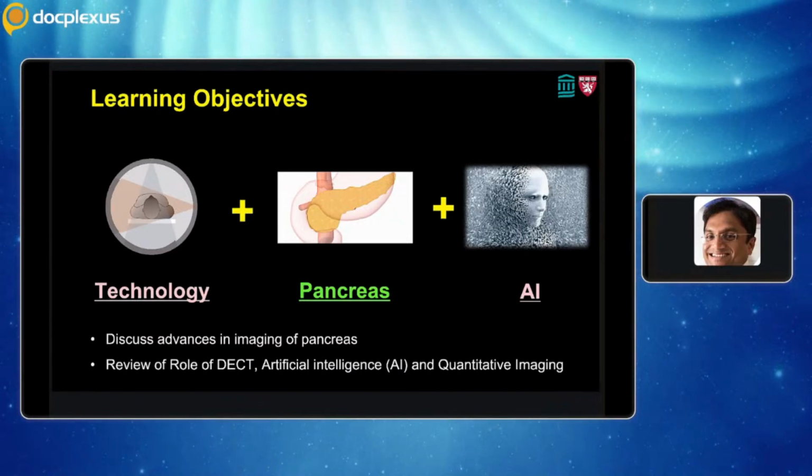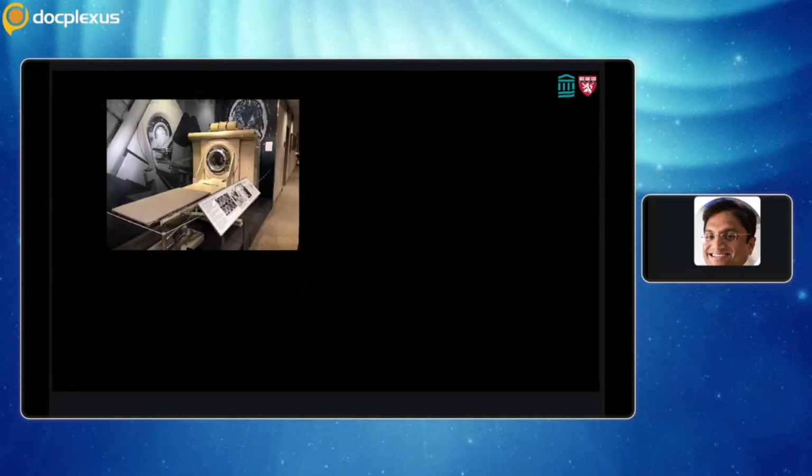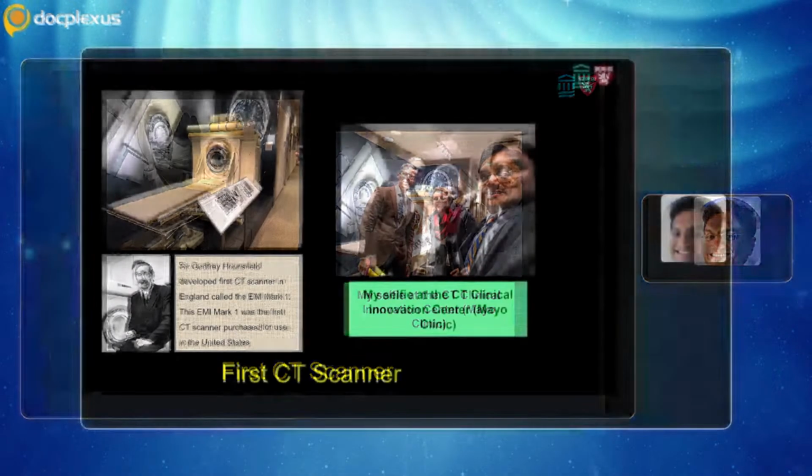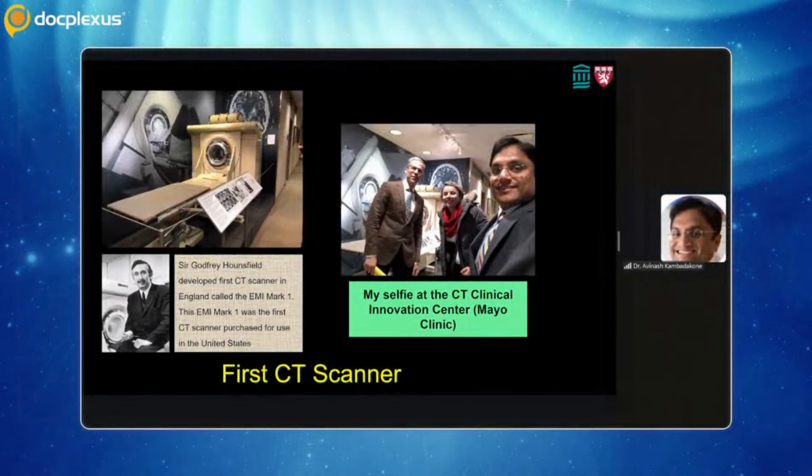So I want to start by showing this image. This is the picture of the first CT scanner, which was developed by Sir Godfrey Hounsfield, which was purchased for use in the United States. Now, an interesting fact here is that we at MGH, at Mass General Hospital, were supposed to get this scanner, but the Mayo Clinic beat us to it. So now this scanner is in their museum in the CT Clinical Innovation Center, and this is my proud selfie moment way back in 2019 when I visited their CT Innovation Center.